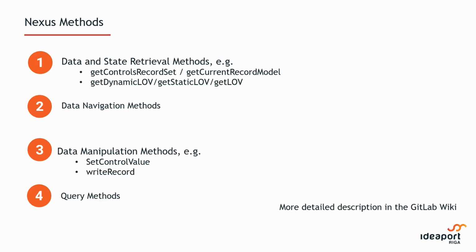We can define four types of Nexus methods. The first is for data state retrieval. For example, I demonstrated the get controls method, but there are also more advanced methods that return the data and information about LOVs, and everything is described in the GitLab wiki. Then data navigation methods, like next record and previous record, next record set; data manipulation, like set control value and write record; and also query methods. All methods are described in the GitLab wiki.